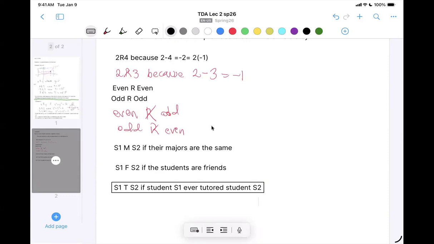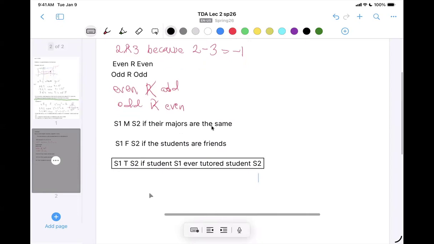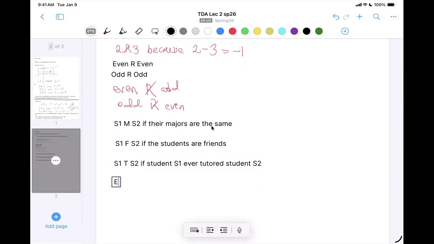But for example, with tutoring, it does make a difference if you say Alice tutored Bob. That's not the same as saying that Bob tutored Alice, right? Those definitely have distinct meanings. So it is totally plausible that you could have a situation where Alice tutors Bob, but it's not true that Bob tutors Alice.